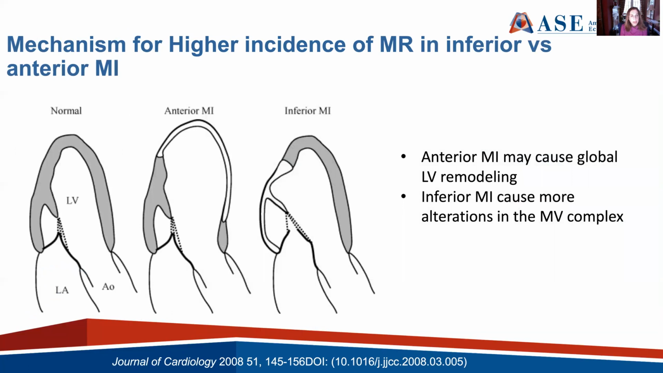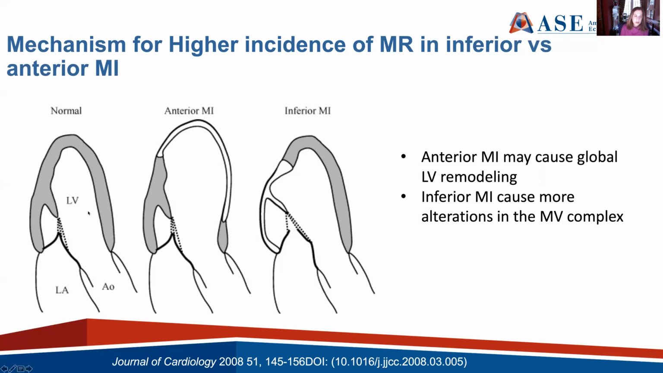So the mechanism for ischemic mitral regurgitation, which again is a subset of the functional mitral regurgitation, the incidence is higher for inferior versus anterior myocardial infarction. So why is that the case? So anterior MIs may cause more global LV remodeling. However, the inferior MIs cause more alterations in the mitral valve complex.